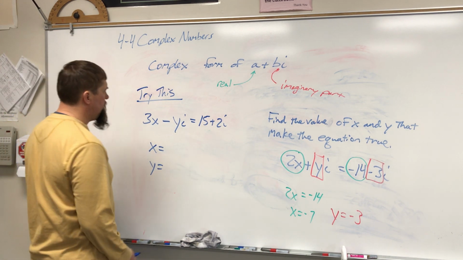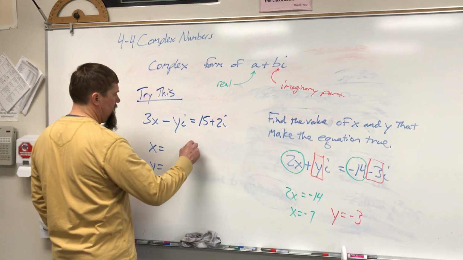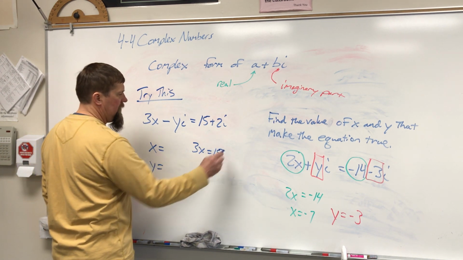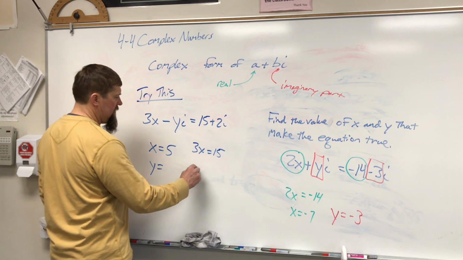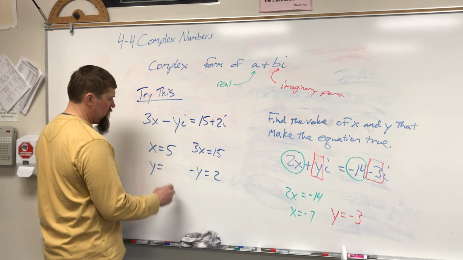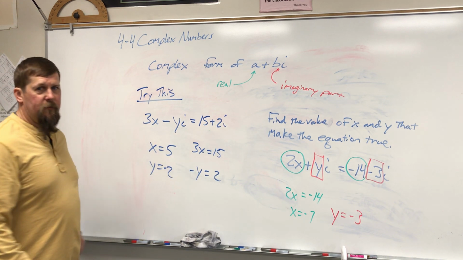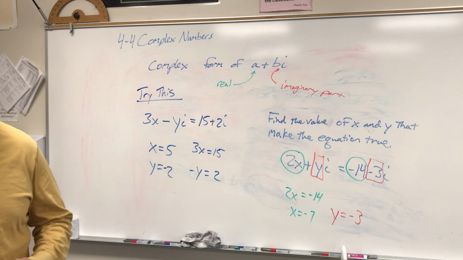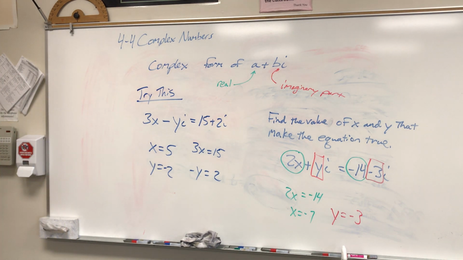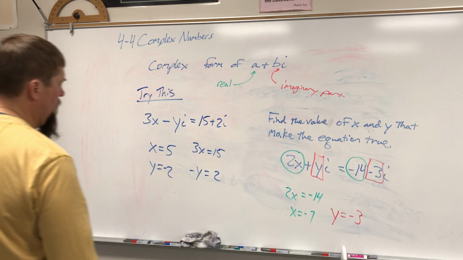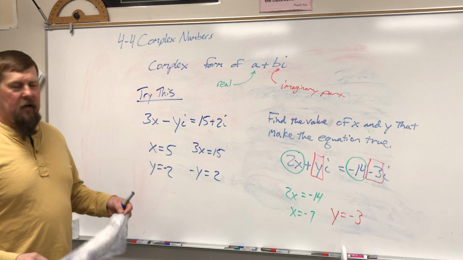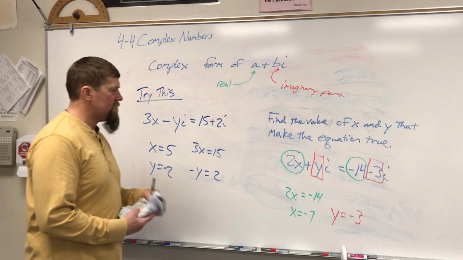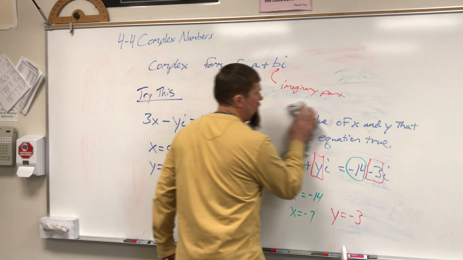Okay, so what you should have done was set 3x equal to 15, so x is equal to 5, and you should have set negative y equal to 2, so y is negative 2. So 5 and negative 2 are the values that make that true. Okay, I'm going to keep going. I was going to stop here, but I'm going to keep going with the rest of it. There's a little bit more to this section, as you can see.